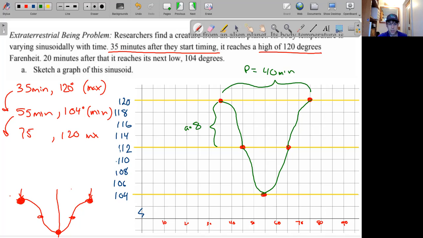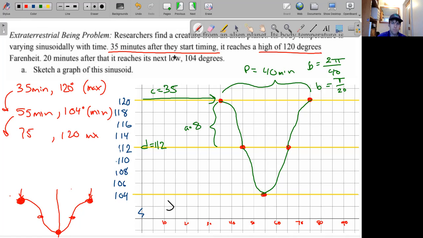Phase shift, we went to the right and we started at 35 minutes. So C is 35. D, right here, our midline, D is 112. The only thing we're missing is the B value that goes with this period. So B equals 2 pi over 40, which is actually pi over 20. So that's our B value. Okay, I have everything we need to write the equation. Let's go ahead and do that.